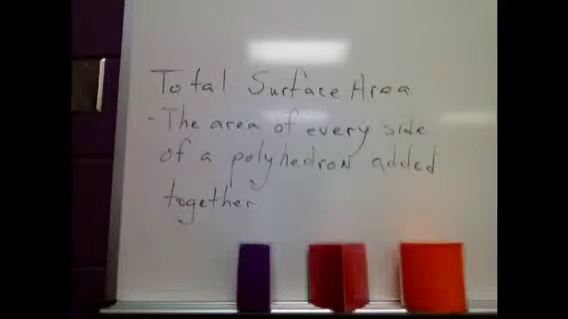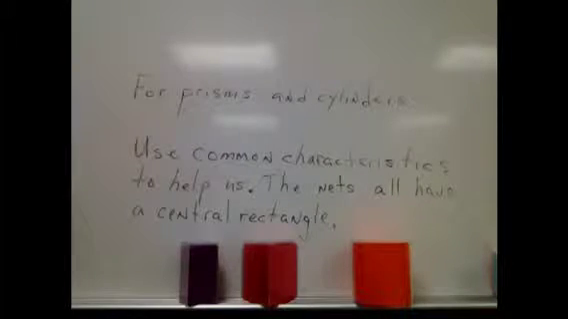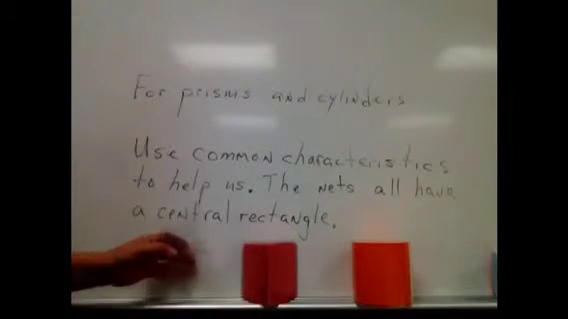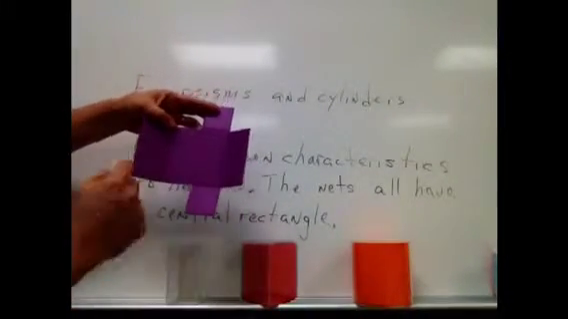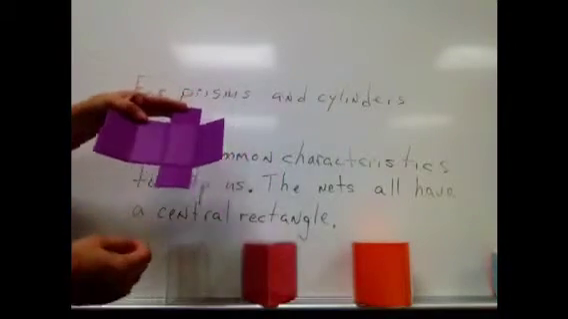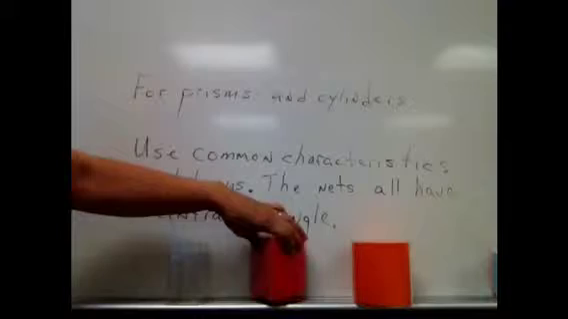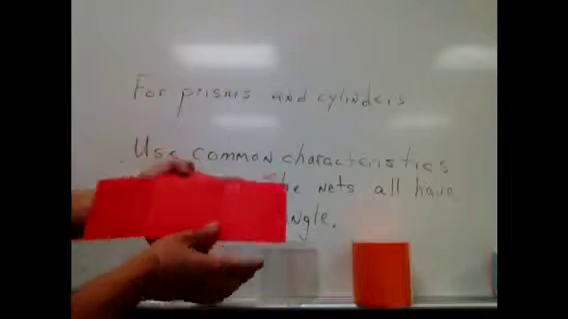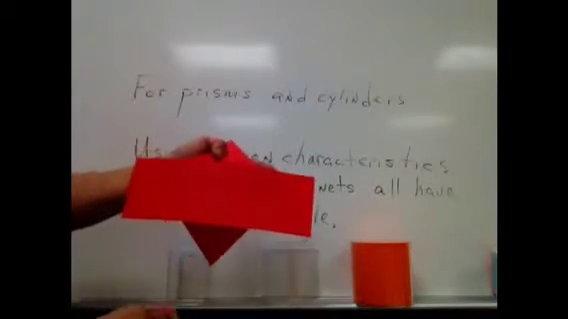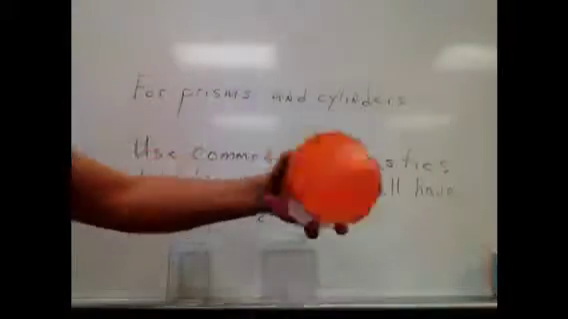Now there's something really cool that we need to look at: prisms and cylinders have a common characteristic that's going to help us. You should have looked at nets by now, and nets have a central rectangle for each one of these. When we open up a net, we see that for our rectangular prism, we have this rectangle right here. We can see that also with our triangular prism, with this central rectangle right through the middle. And even with our cylinder, we're going to see that.